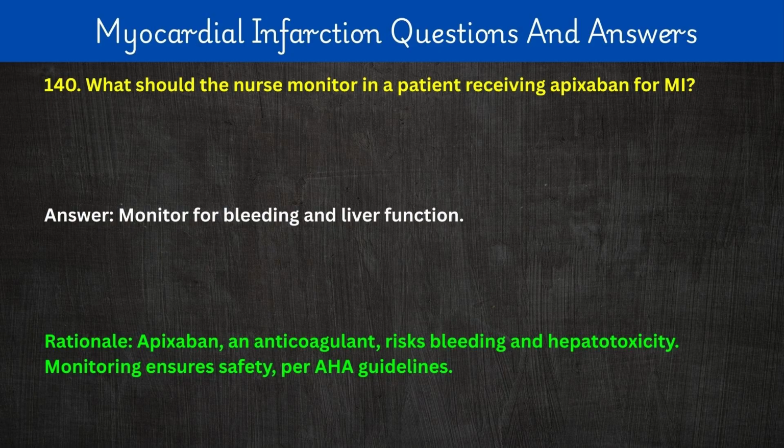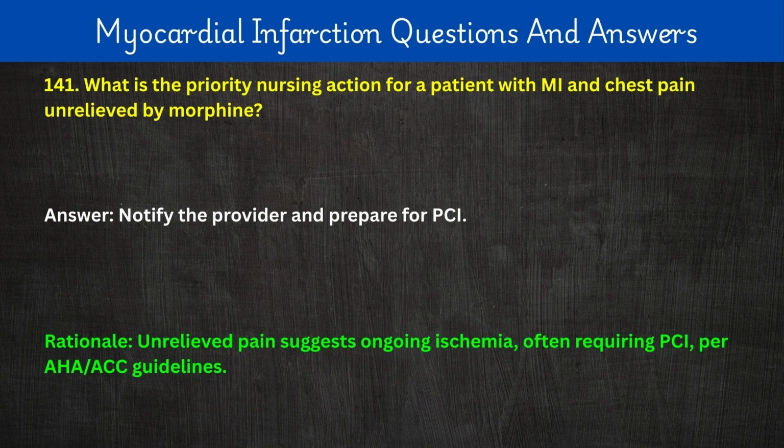Monitoring ensures safety, per AHA guidelines. 141. What is the priority nursing action for a patient with MI and chest pain unrelieved by morphine? Answer: notify the provider and prepare for PCI. Rationale: unrelieved pain suggests ongoing ischemia, often requiring PCI, per AHA/ACC guidelines.